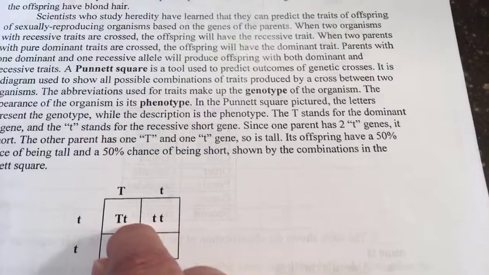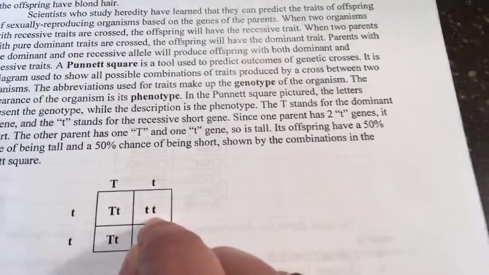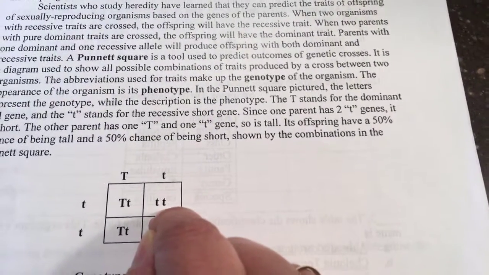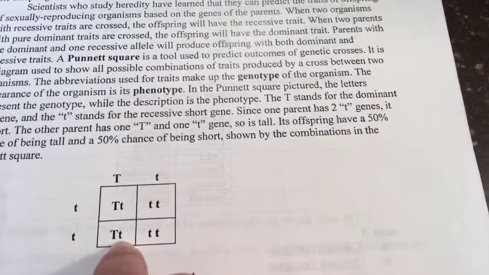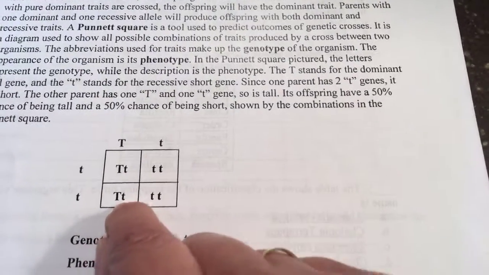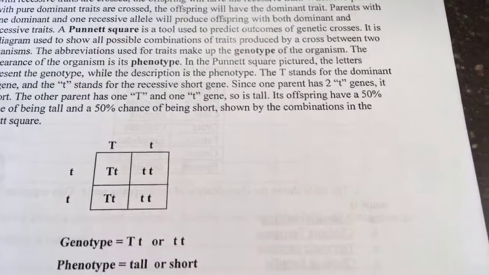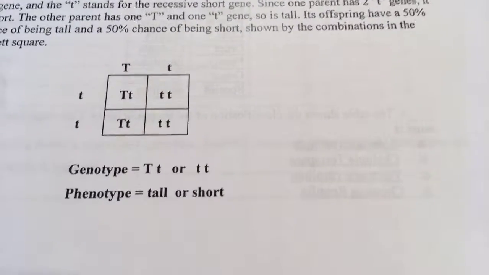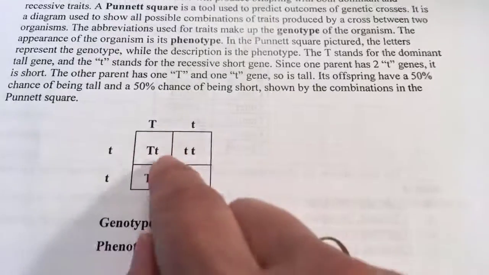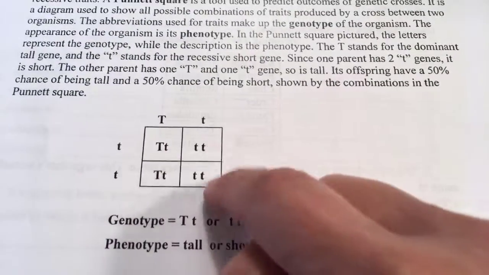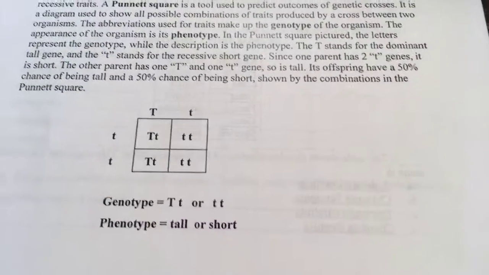Okay, so what this shows is, remember, this is heterozygous because they're different. Heterozygous is dominant, so it's going to be tall. These are the same, homozygous recessive, so it'll be short. Heterozygous dominant, so it'll be tall. Homozygous, because they're the same, recessive, so it'll be short. So half of them are going to be tall, 50%. Half of them are going to be short, 50%.